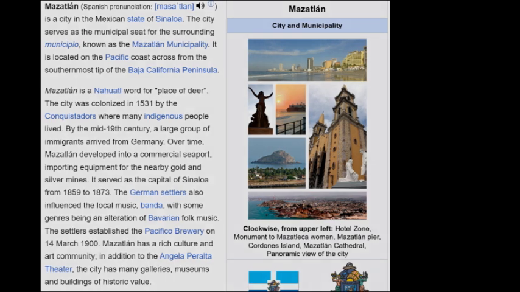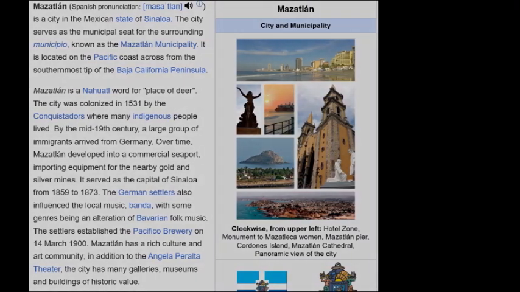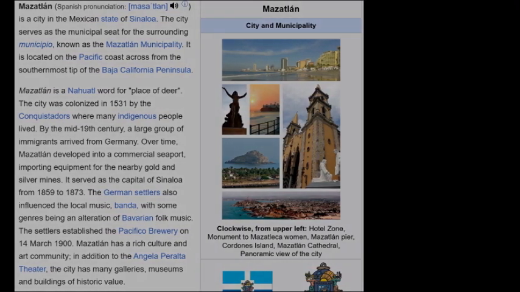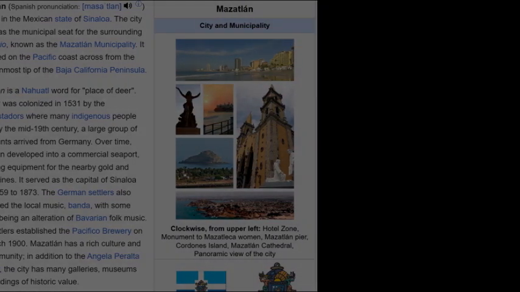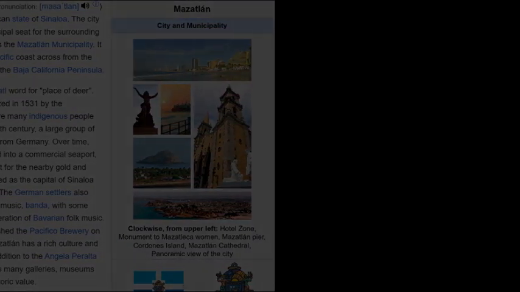Mazatlan has a rich culture and art community in addition to the Angela Peralta Theater. And there's more overlays there. The city has many galleries, museums, and buildings of historic value. And just yet more overlays.